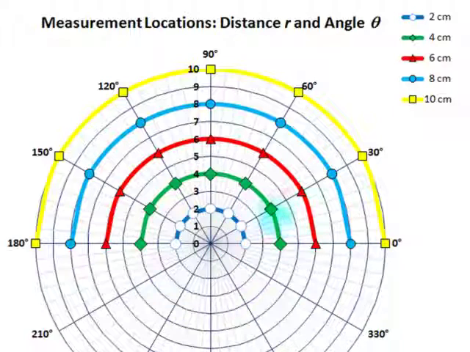Then we also measured at 4 centimeters away at these locations, at these angles. We measured at 6 centimeters away, and we measured at 8 centimeters away. And lastly, we measured at 10 centimeters away. Just as we would connect dots with lines on a Cartesian coordinate system, we can connect the dots with smooth curves on a polar coordinate system.